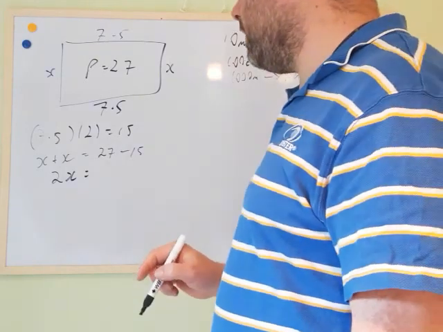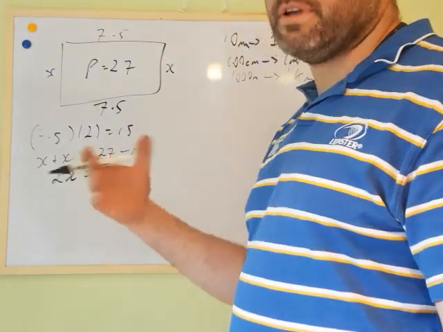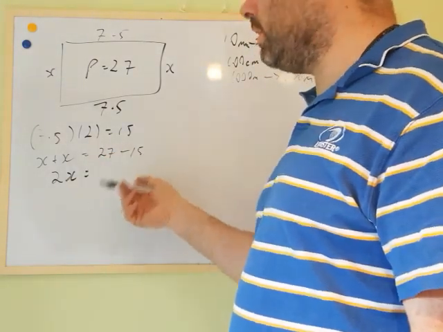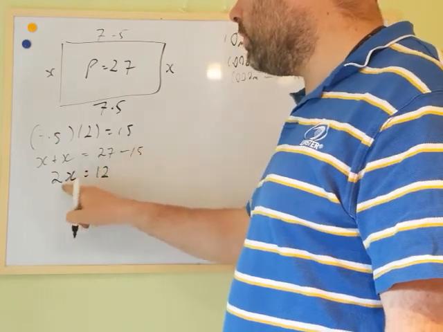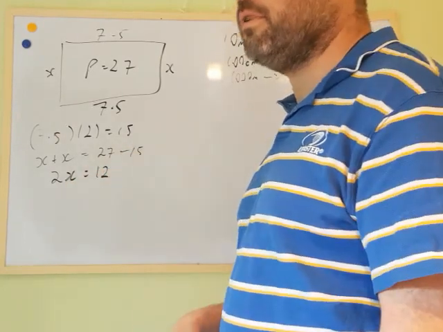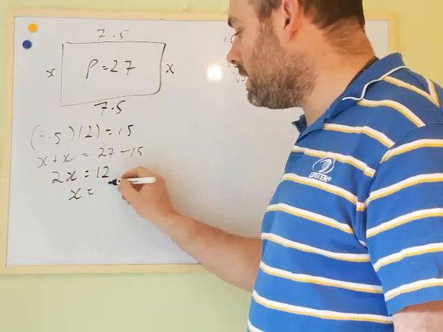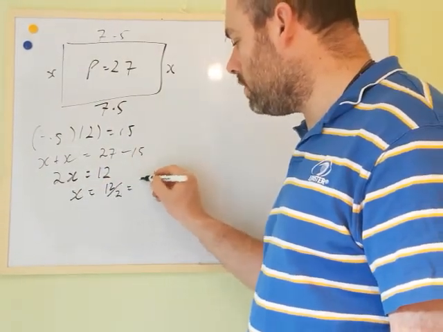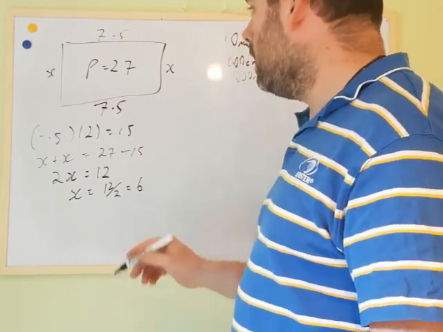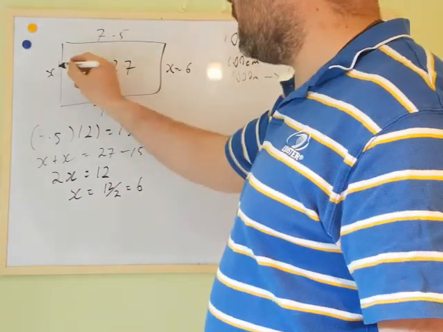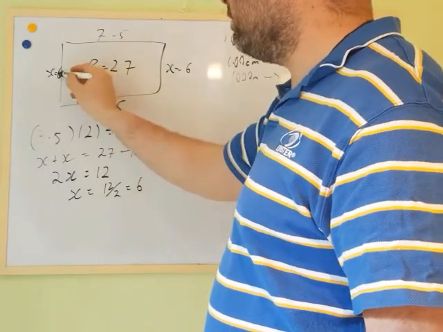27 minus 15, well, 5 from 7 is 2. 20 minus 10 is 10. So it is 12. So if 2x is equal to 12, I have a number, I don't know what it is, but twice the number is 12, then 1x is going to have to be 12 divided by 2, which is 6. So this is 6, and that's 6.